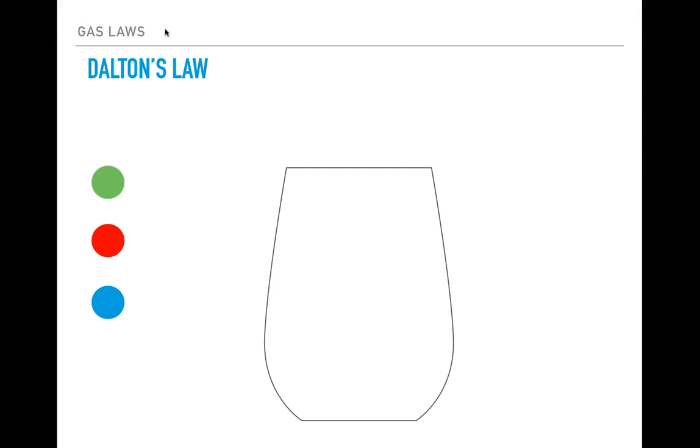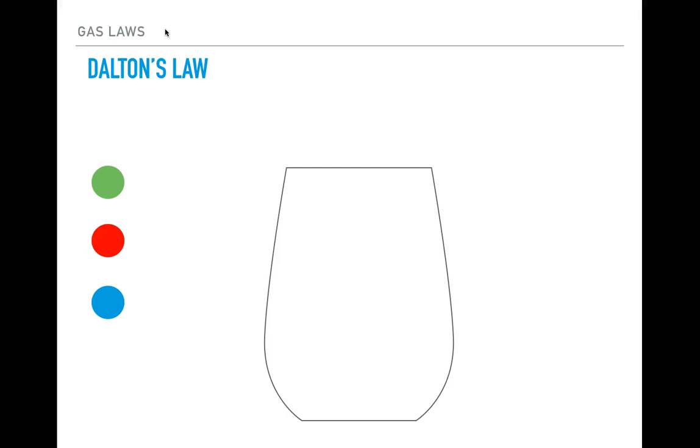Let's start by investigating Dalton's law. Dalton's law can simply be referred to as the law of partial pressures. This law essentially states that gases exert a force on the surfaces they come in contact with. For this example, we'll utilize a cup. This cup will represent the atmosphere, or what we can simply refer to as the air surrounding us.